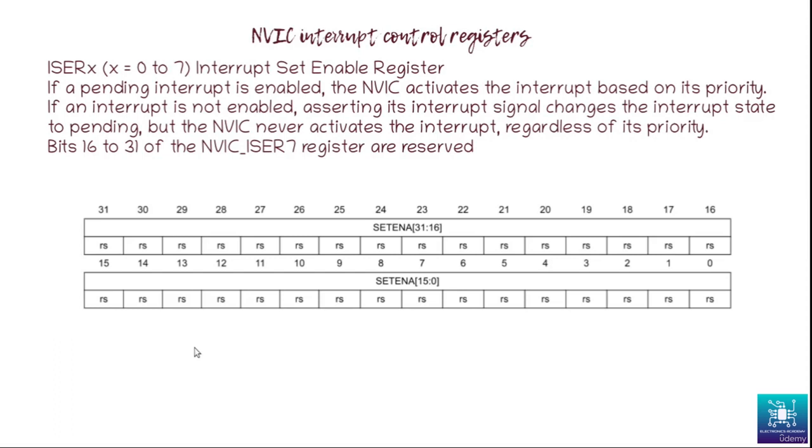Now suppose if there is a pending signal for an interrupt, and if the interrupt is not enabled here, then that interrupt is not picked up for execution. That is, that interrupt is not activated even if it's a high priority interrupt.